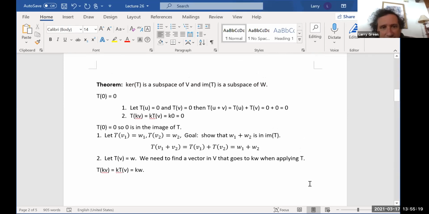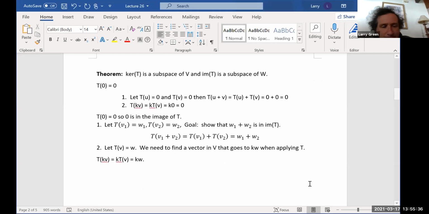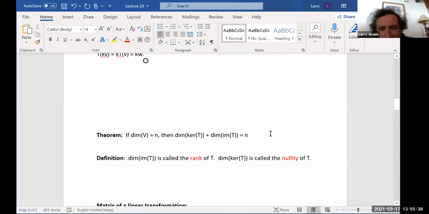Okay, so again, we have subspaces, and that helps. When you have subspaces, that means you can do anything you're allowed to do with subspaces. So all the properties work. All right, next theorem.